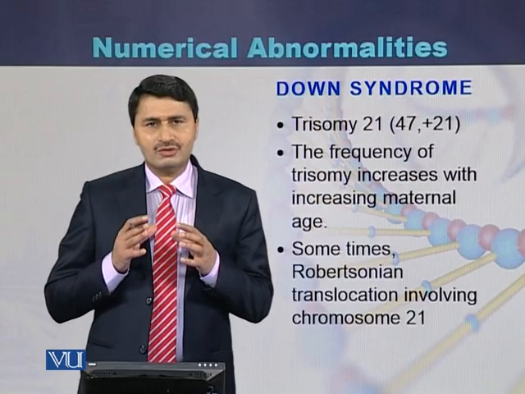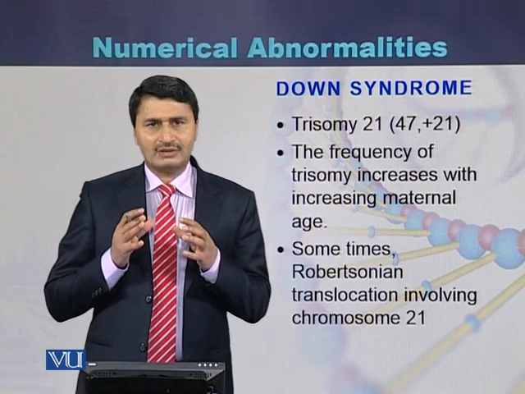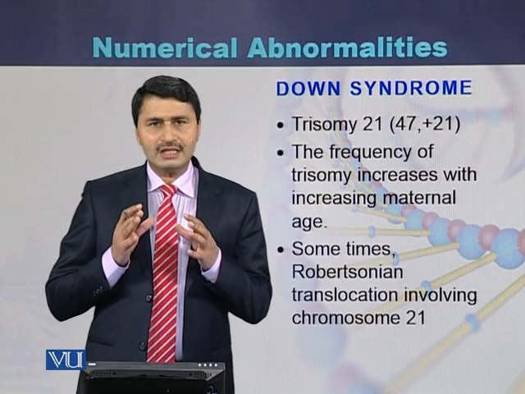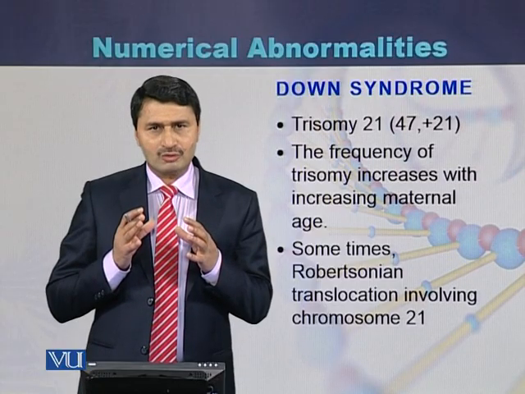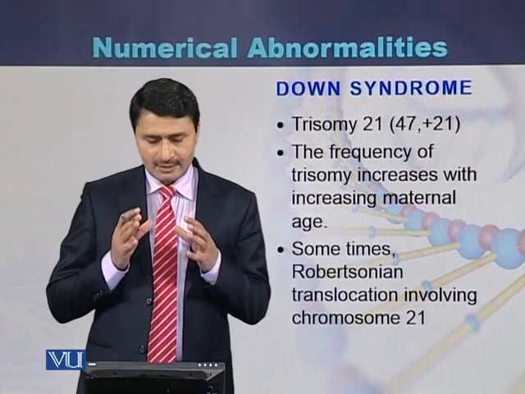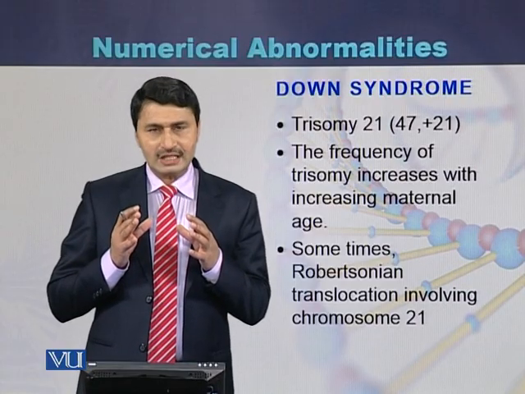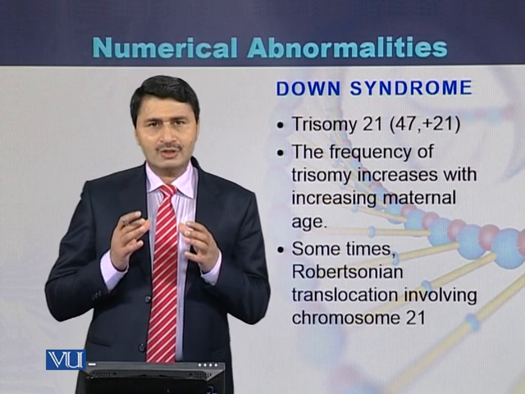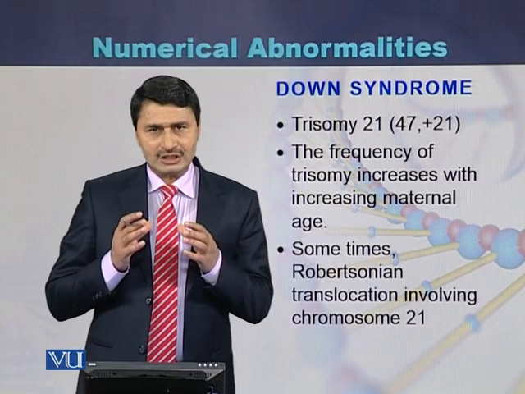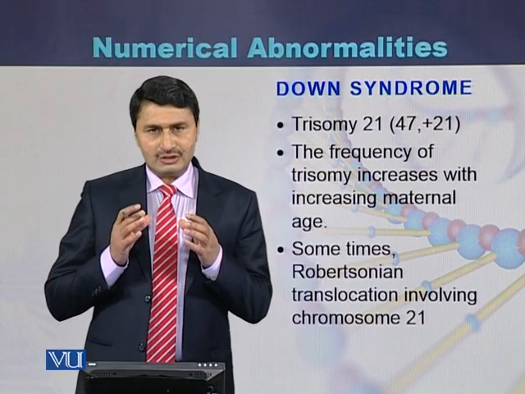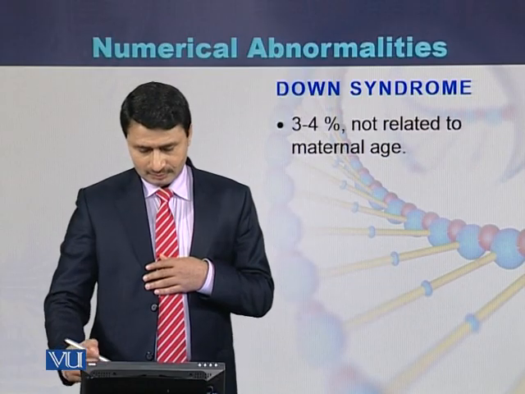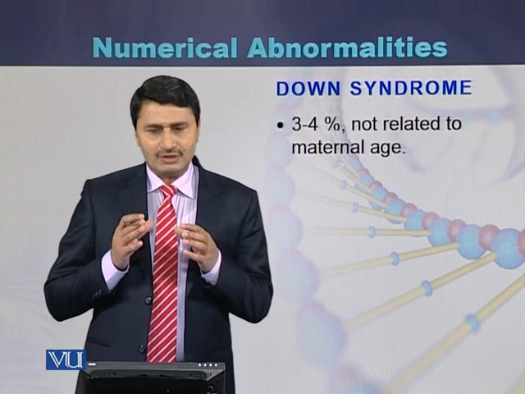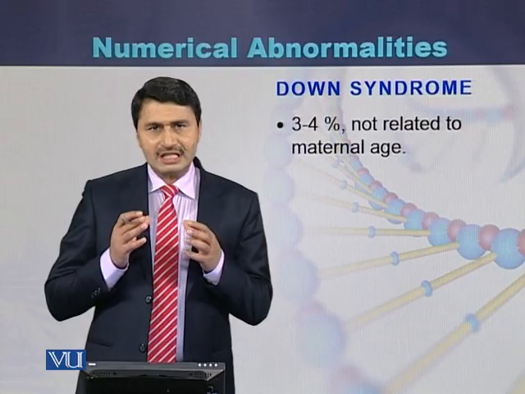In case of Down syndrome, that is an example of trisomy, a numerical change of the chromosomes. Trisomy is due to one additional chromosome, that chromosome is 21. The frequency of trisomy increases when the age of the mother increases. Sometimes Robertsonian translocation also causes Down syndrome. There are 3 to 4% of Down syndrome cases which are not related to maternal age.